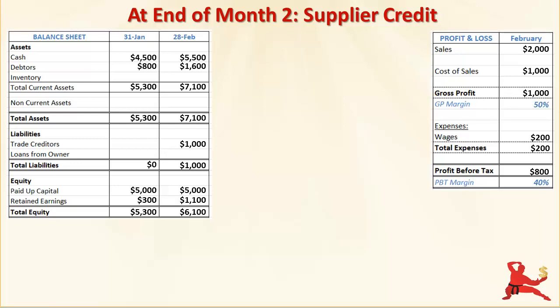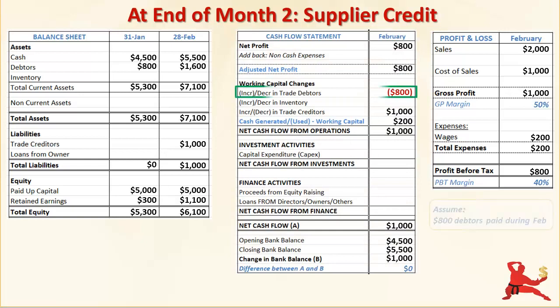Look at your cash flow statement. It shows you an $800 increase in trade debtors. Increases in trade debtors tie up cash. That's why it shows as negative in the cash flow statement.